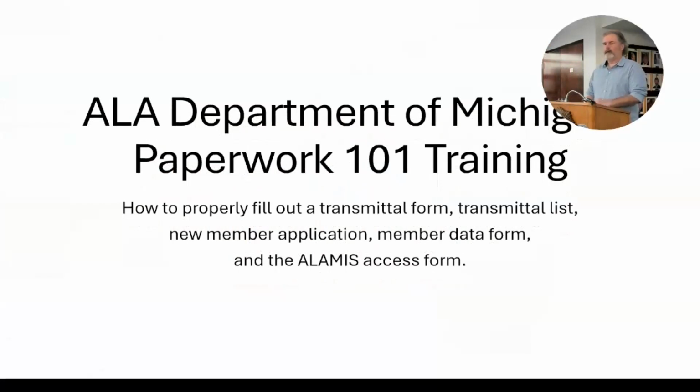All right, welcome everybody in person and everybody online to our ALA Department of Michigan Paperwork 101 training. This is gonna be going over how to properly fill out your transmittal form, your transmittal list, your new member application, the member data form, and then your Alamus access form. We're hoping that this can be the beginning of some trainings that we'll be offering on different things for membership as we go forward, and we'll keep everybody updated on that. But welcome to the first one. So let's go ahead and get started.